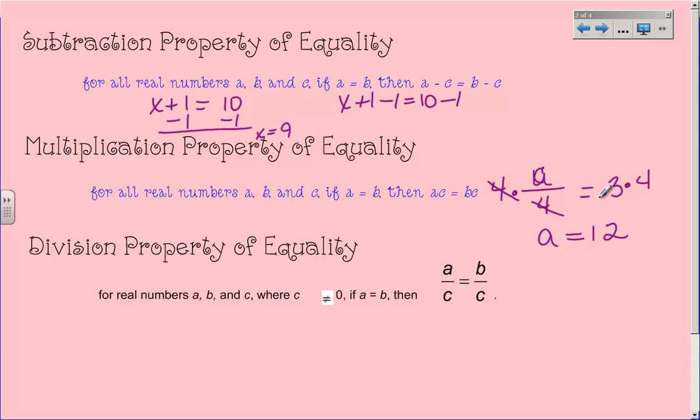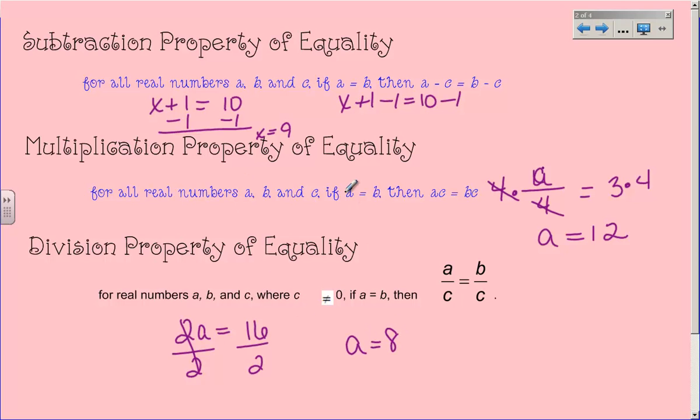Now for the division property of equality, it says for all real numbers A, B, and C where C is not equal to 0. And the reason why C cannot be 0 is because you can't divide by 0. So C has to be a number other than 0. So where C is not equal to 0, if A equals B, then A divided by C equals B divided by C. So this is the property that says I can divide by the same thing on both sides. So if you have a problem, 2A equals 16, it says that I can divide by 2 on both sides. And as long as I do the same thing on both sides, I don't change the equation. So that my answer ends up A equals 8.